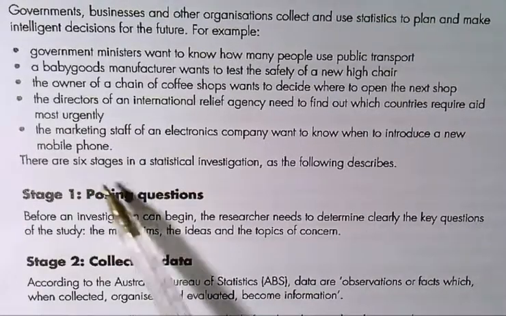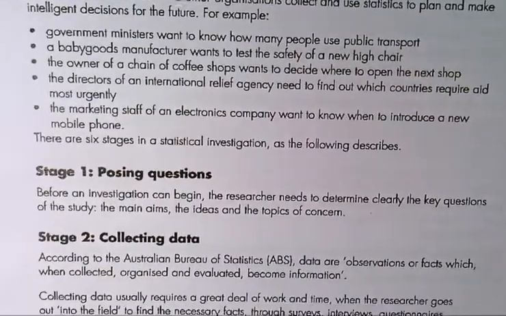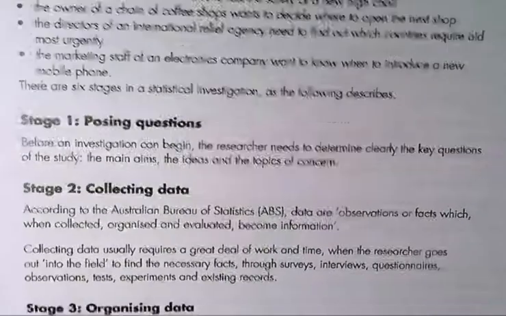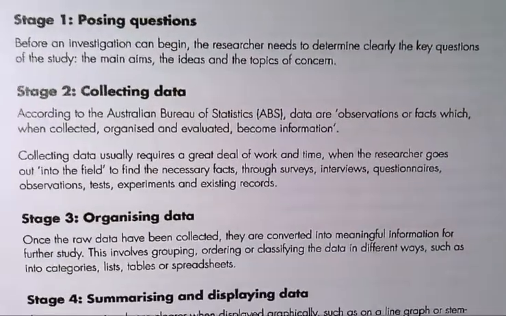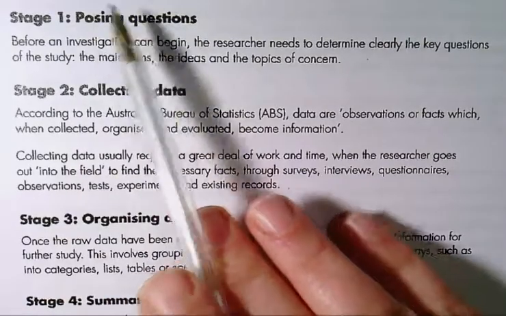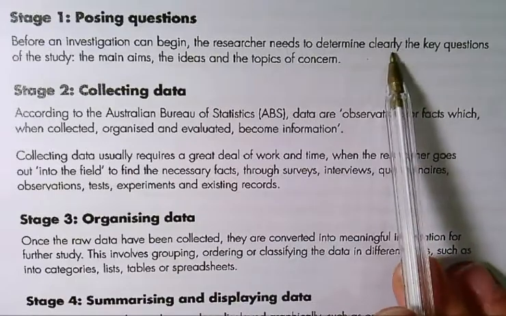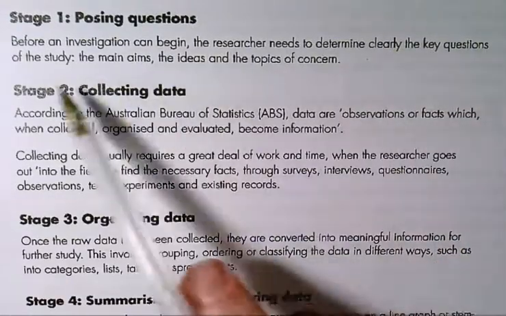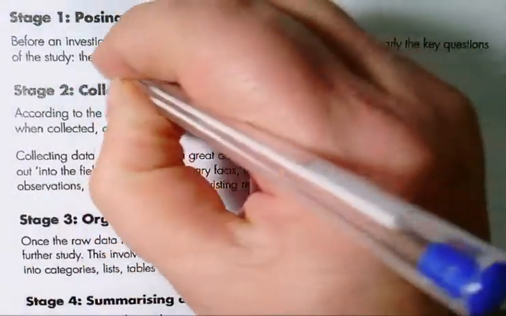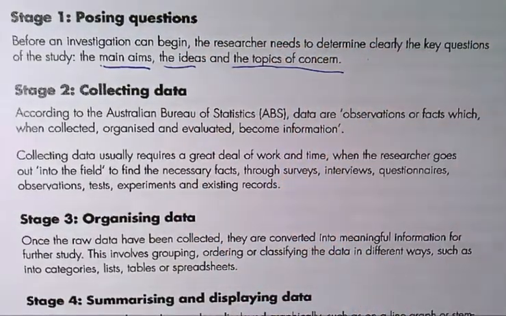okay? So there are 6 stages in a statistical investigation, and you need to know these steps. Now, step 1 is posing questions. So this is always the first step. Before an investigation can begin, the researcher needs to determine clearly the key questions of the study. They need to know the aims of the study, the ideas and the topics of concern.